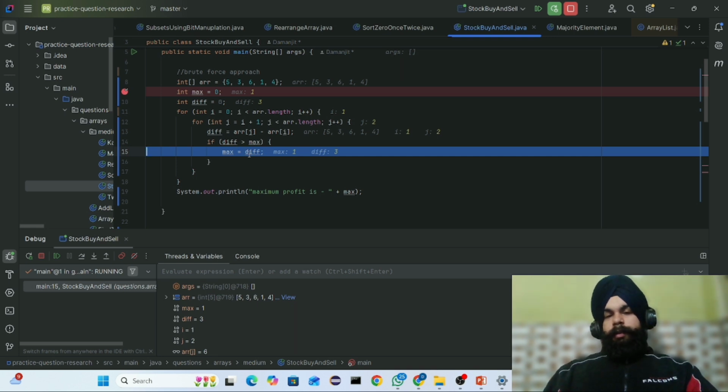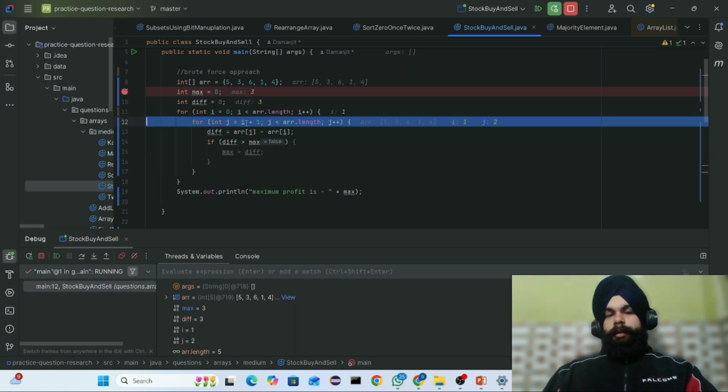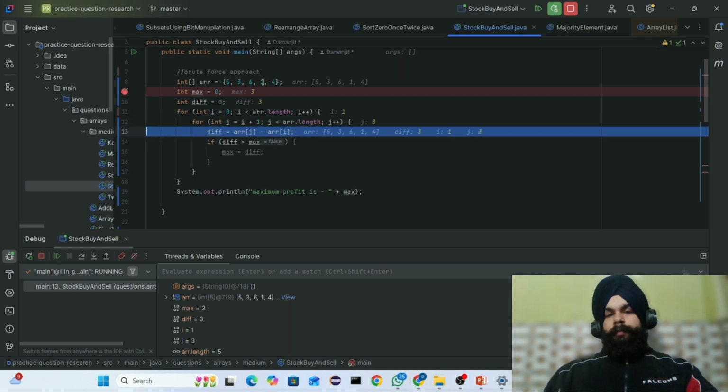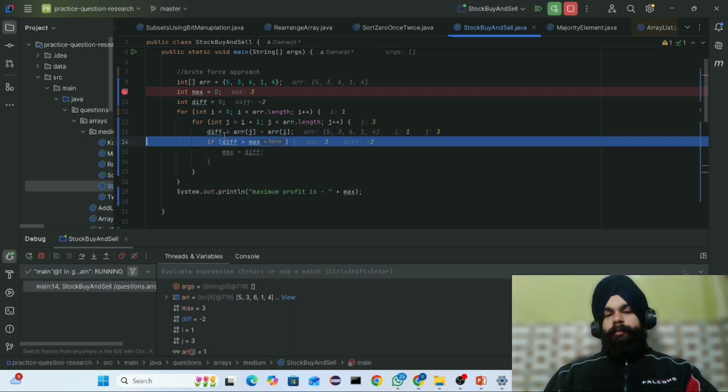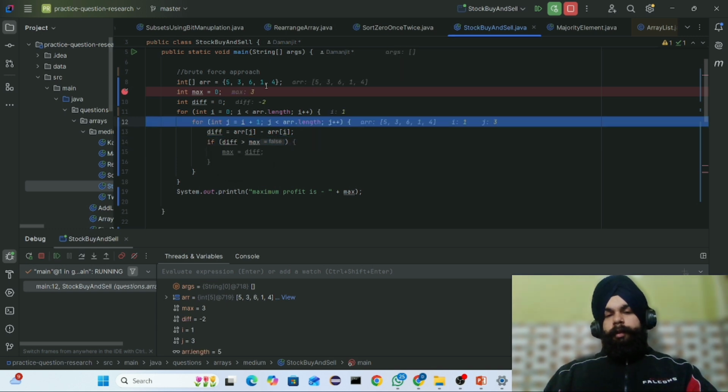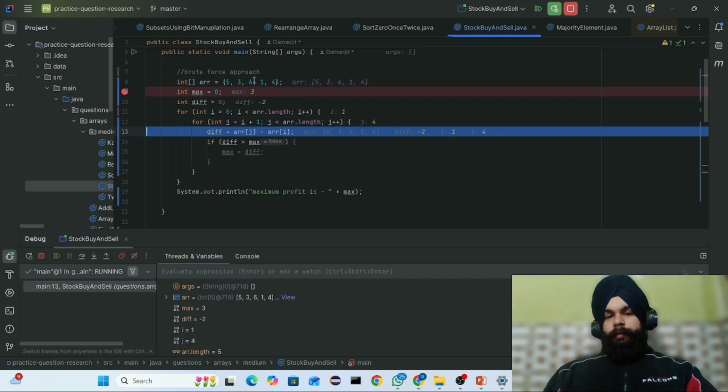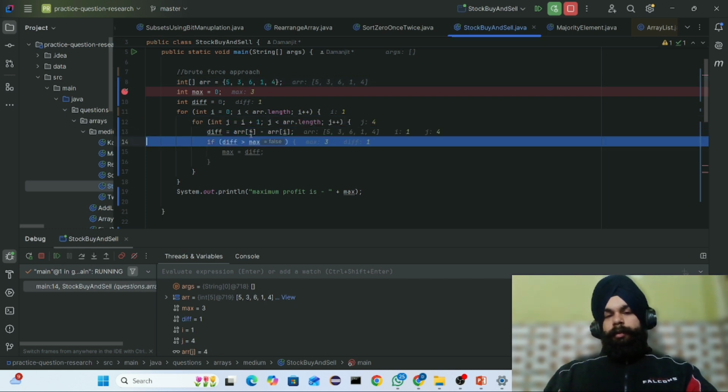3 is greater than 1. Our max will be 3. And now it goes for j equal to 1. 1 minus 3 will be -2. Then -2 is not greater than 3. It's skipped. And now let's go for 4. And 4 minus 3 will be 1.